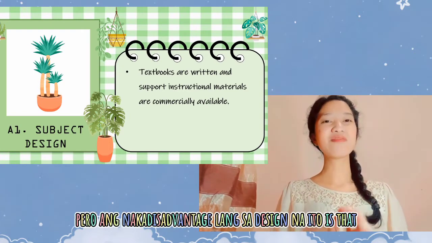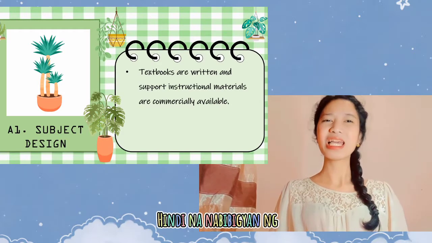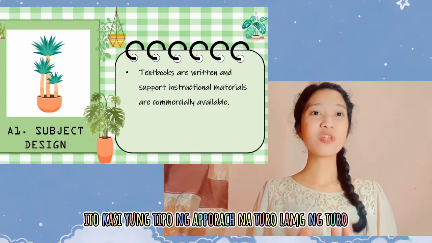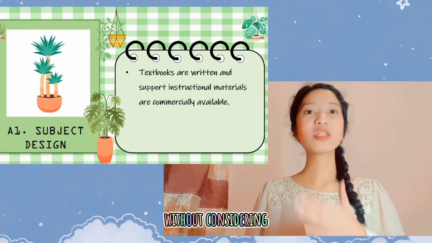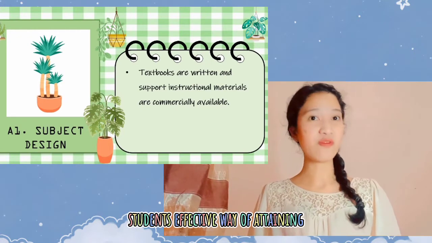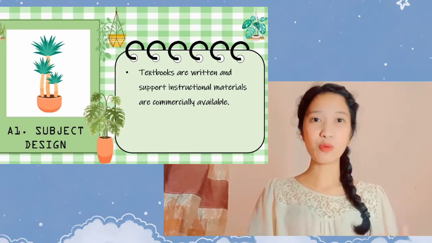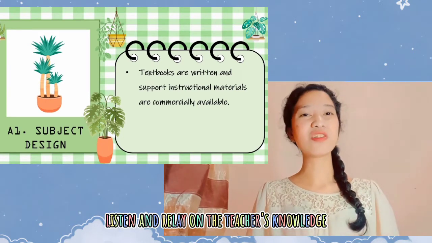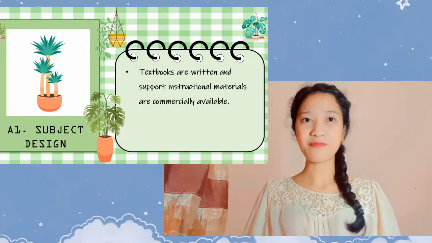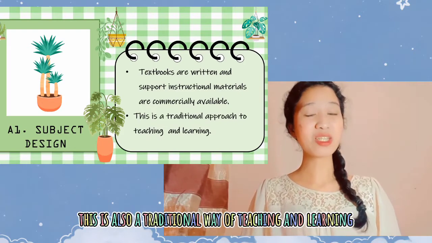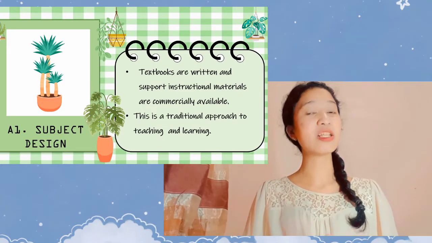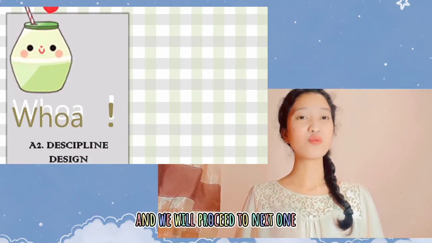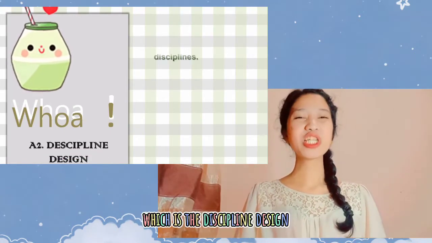Pero ang disadvantage lang sa design na ito is that hindi na nabibigyan ng pansin ang mag-aaral. Ito kasi yung tipo ng approach na turo lang ng turo without considering students' effective way of learning. A passive way kumbaga of teaching, wherein students just sit, listen, and rely on the teacher's knowledge imparted to them. Like what I said earlier, this is also a traditional way of teaching and learning. So okay, that's it for the subject design, and we will proceed to the next one, which is the discipline design.